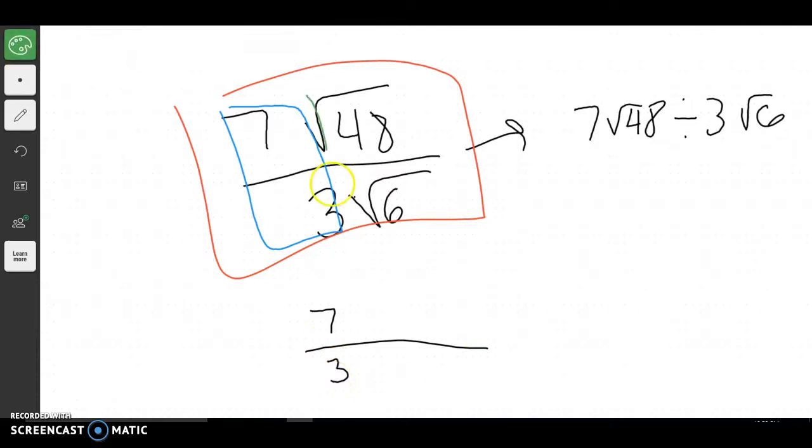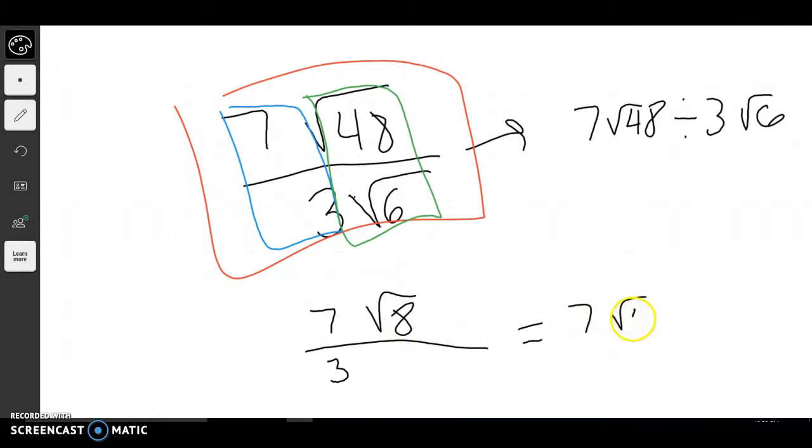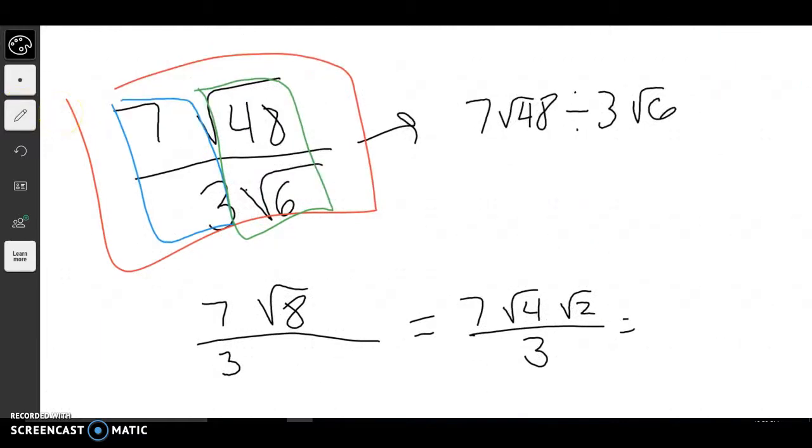Then we're going to divide what's in radicals together. Well, I can divide 48 by 6, and if I divide 48 by 6, I end up with 8. Now with this problem, I'm not quite done, and the reason I'm not quite done is because this radical 8 could be simplified. So it could be broken up into 4 and 2, which would end up giving me 14 radical 2 over 3, because the square root of 4 is 2, and 7 times 2 gives me 14. So that's the basic idea behind doing this as fractions.